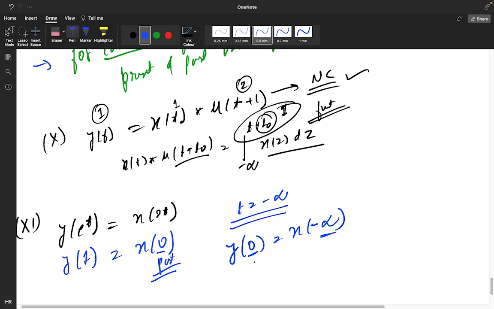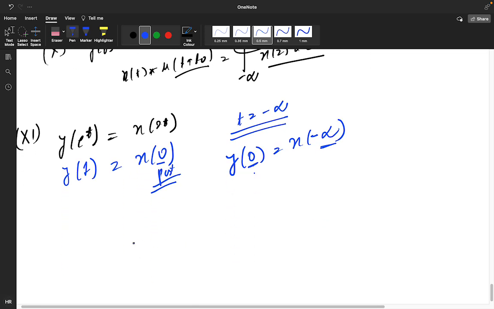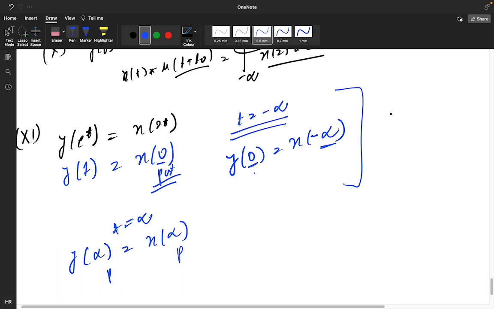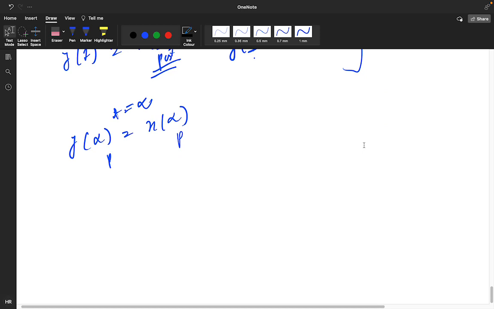But if I give you t equal to infinity, e^infinity is infinity only, and x of 2 times infinity is infinity only. So this is present and this is present only. So what can we say, that this kind of system is causal or non-causal? Causal.